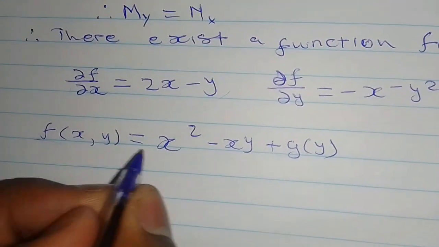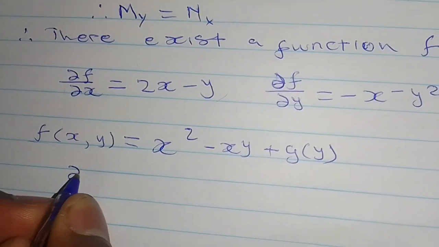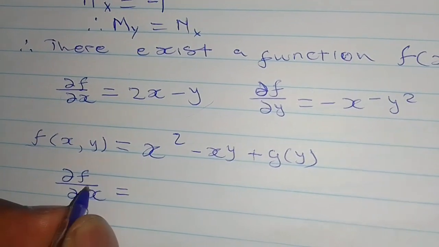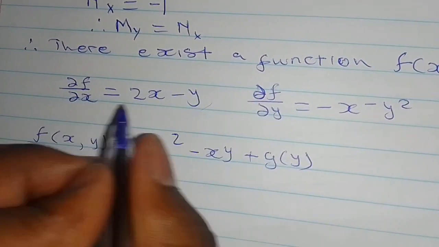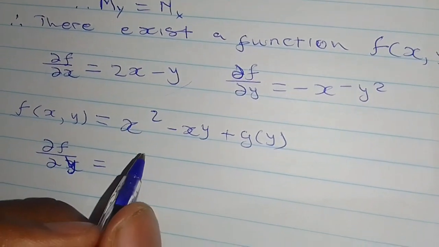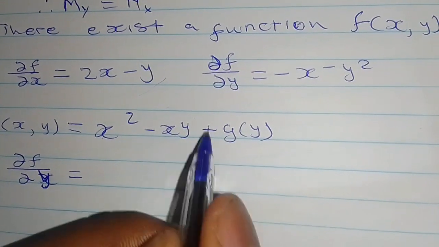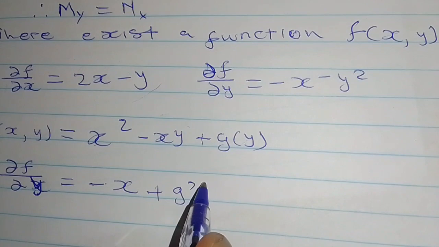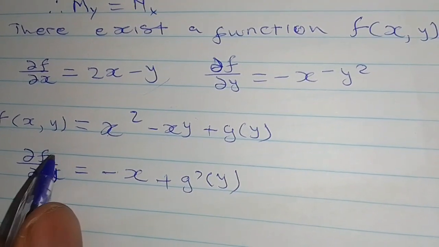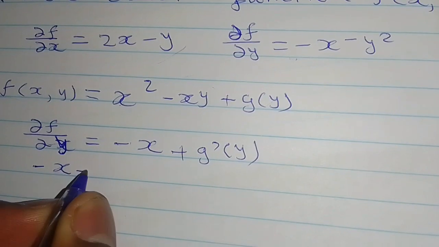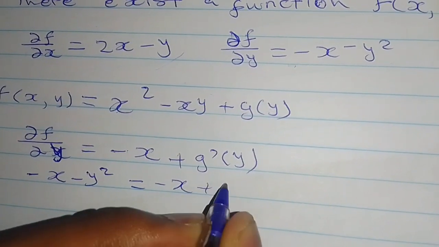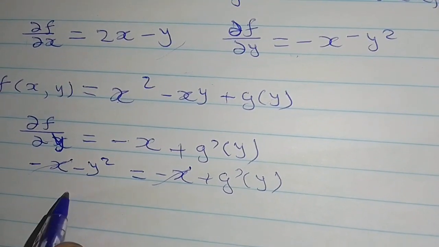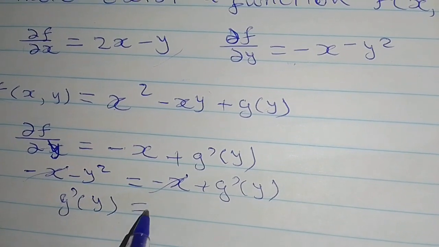And then you derive this equation with respect to y, because the one with respect to x just goes back to here. Then this term, x squared, is a constant, and here you're just going to have minus x. The derivative of g of y is just going to be g prime of y. But the partial of f with respect to y is this one. So you have minus x minus y squared equals minus x plus g prime of y. Notice that the negative x and negative x cancel. Then you have g prime of y equals minus y squared.